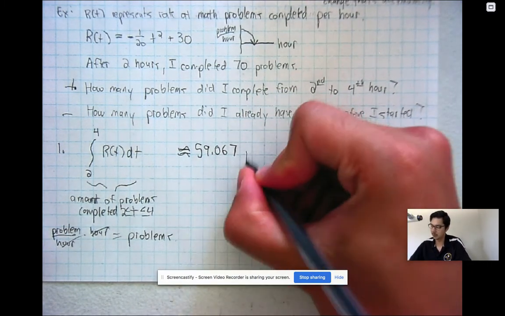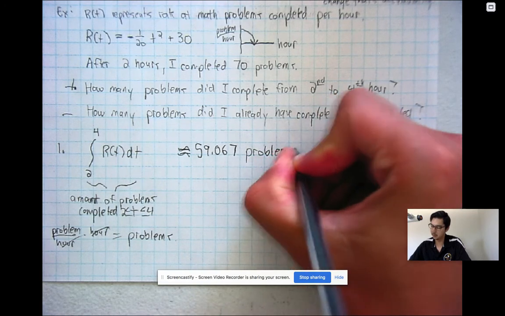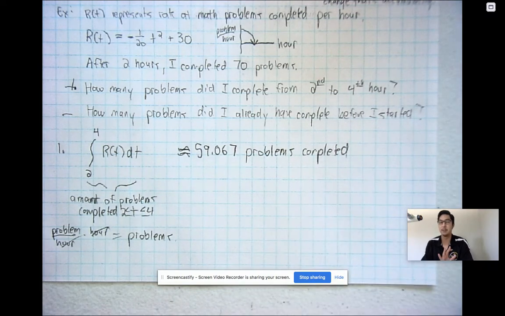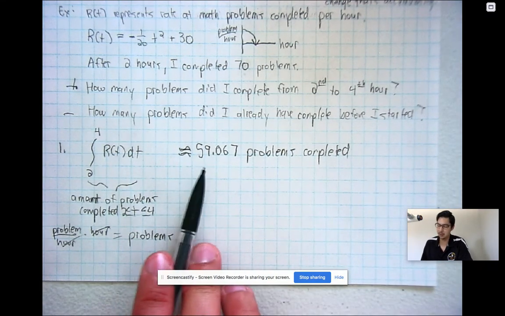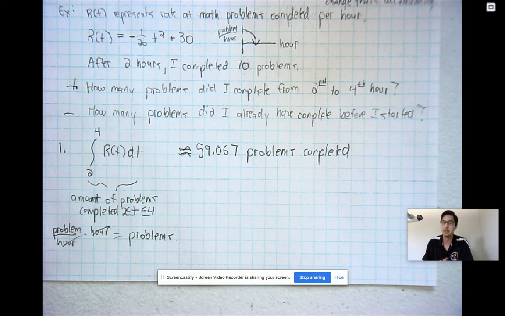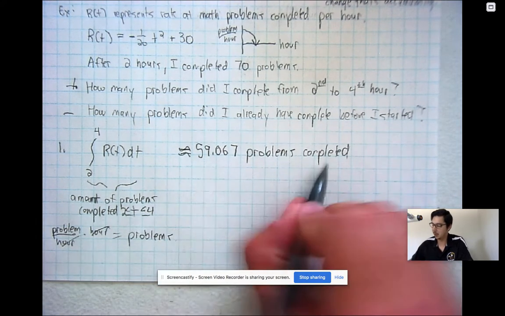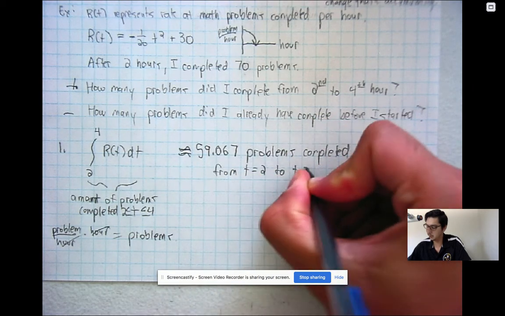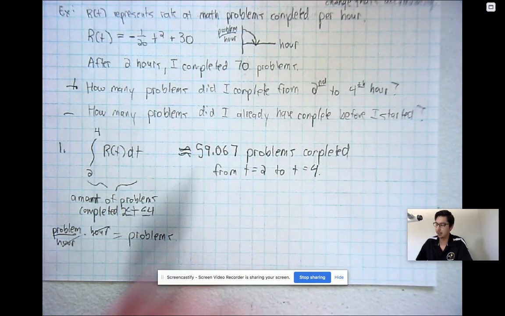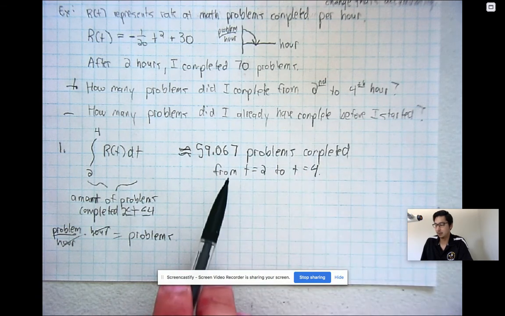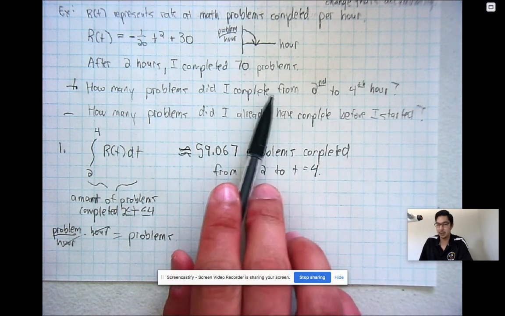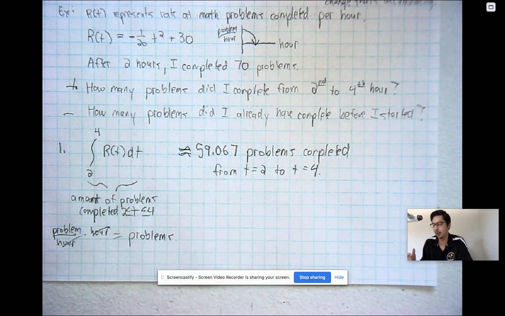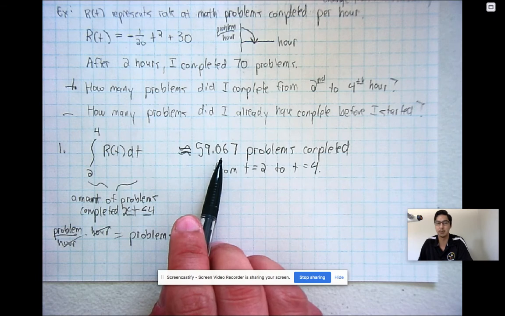So that represents problems completed. Now, be very careful though. You might say, well, there's your answer, Ms. Shine. Is it though? This is the number of problems completed from t equals 2 to t equals 4. So how many problems did I complete from the second to the fourth hour? Careful what that's saying, because the change in problems from the second to the fourth hour, the amount that was added up, was 59.067 problems.